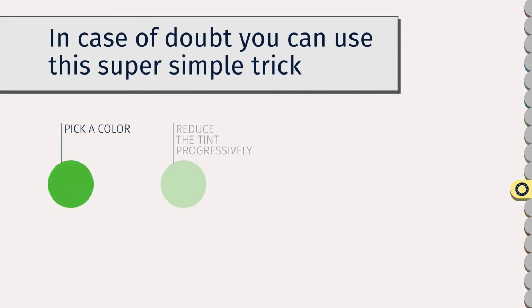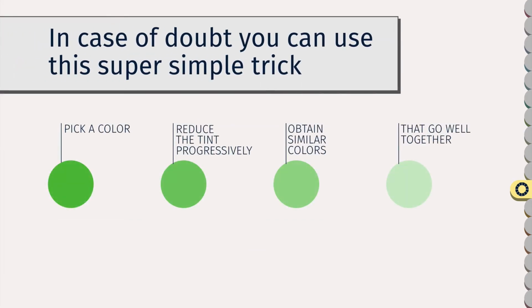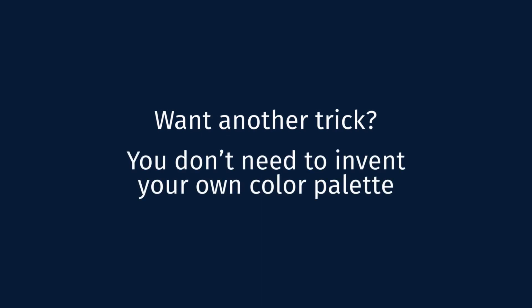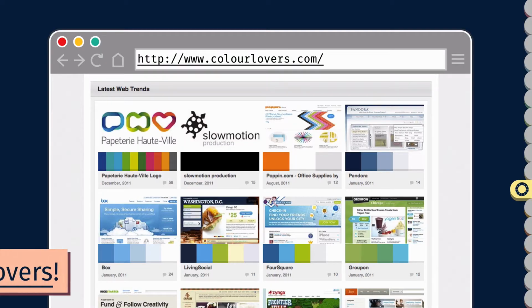Now, if you're intimidated by the use of different colors, I have a trick for you. Just pick one color that you like and start reducing the tint progressively, and you will obtain similar colors that go perfectly well together. But you know what's another trick is that you don't need to invent your own color palette, because somebody has done it for you already.